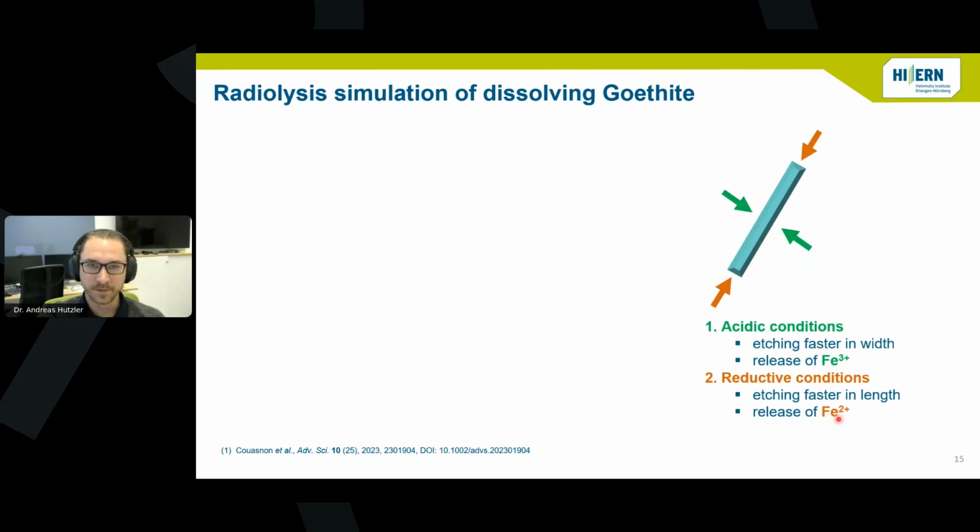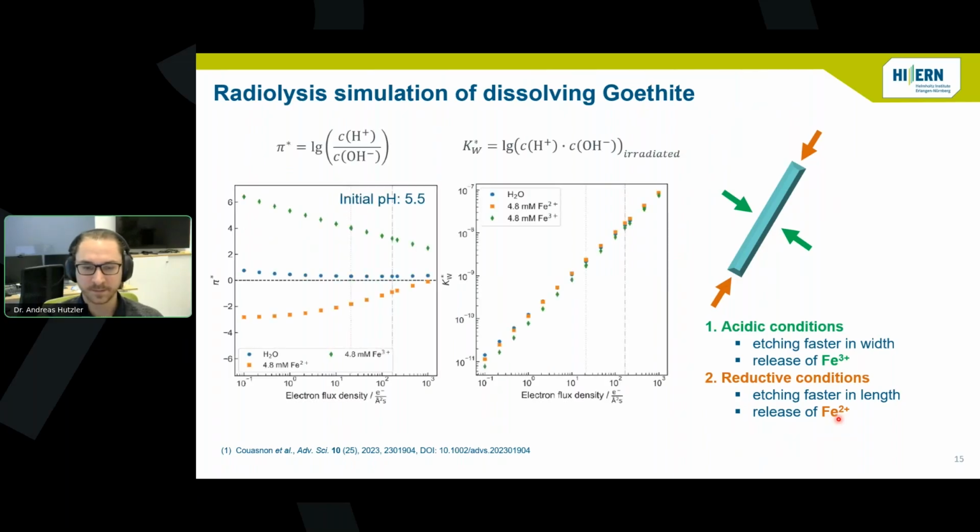So we've put together a chemical network to simulate the conditions. And this is the outcome. What we see here in the green data points, we have the acidic case under the release of iron 3+, and we start in an acidic regime. We go down at higher electron flux densities to more or less neutral conditions. So the neutral condition is the dashed line here.